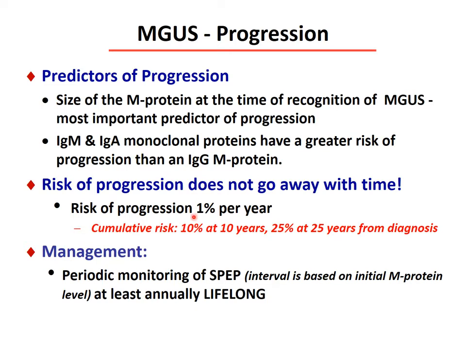Now, how you should handle the patient, you have to monitor the patient closely. Every year, you should monitor the patient with a serum protein electrophoresis, looking for the M protein, and this should be done for the whole life of the patient. So you want to discover as early as you can the progression of these diseases.